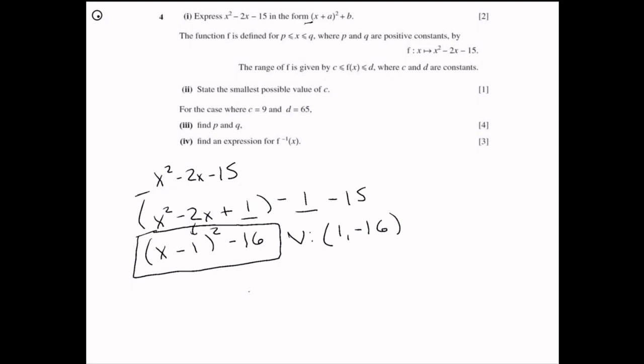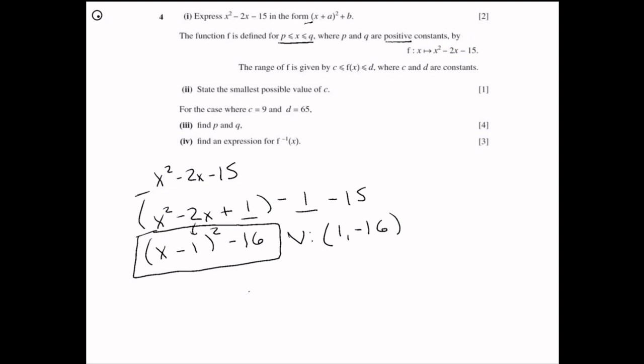Then we have the next part of the question, which says the function f is defined for p less than or equal to x less than or equal to q, where p and q are positive constants. They never really say that too much. I'm going to underline that, positive constants, along with underlining that's what our domain is. f of x is x squared minus 2x minus 15. Okay, that's the exact same thing we just had, so we don't have to worry about that too much.